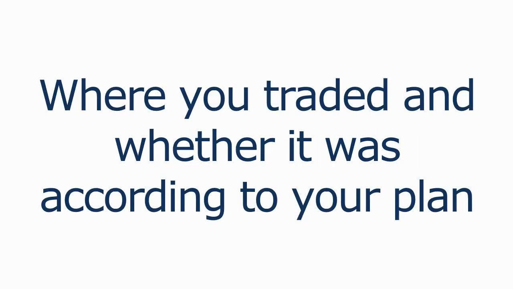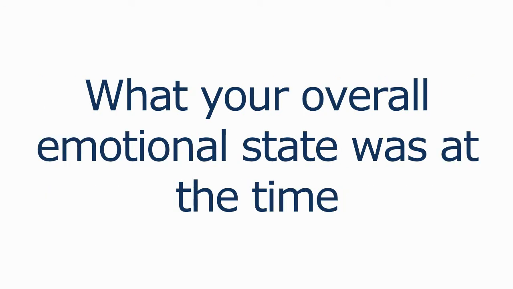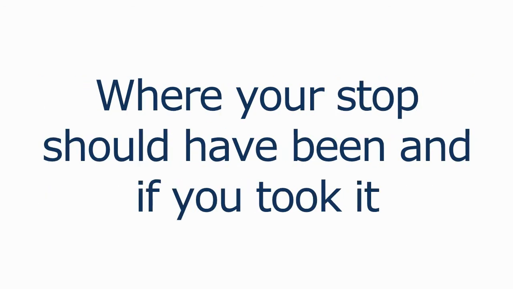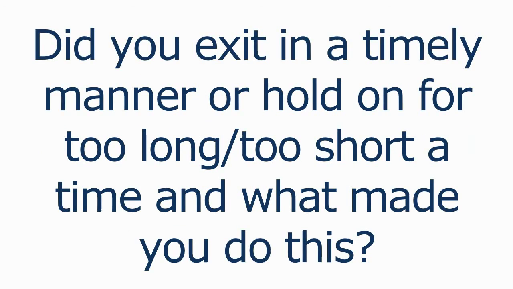Looking over historical charts is really important, and I do it just as I'm sure you do as well. But using it to identify the market's current behavior or to work out why you didn't make money are not always the same thing. So what is the important information? Where you traded it and whether it was according to your plan is a really good start. What your emotional state was at that time. Where your stop should have been set, and if you did take it, did you exit in a timely manner or hold on for too long or too short a time?